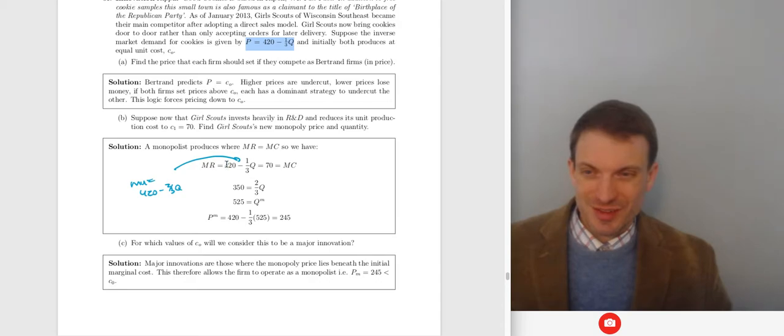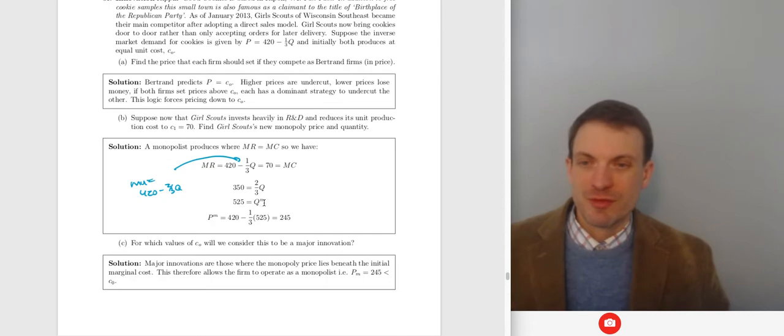So the marginal revenue is 420 minus 2/3 Q, right? So this should be marginal revenue is 420 minus 2/3 Q right here equals 70. This part's right. So 420 minus 70 is 350, equals 2/3 Q. And so 525 is the monopoly quantity. If that's the monopoly quantity, the monopoly price is 245.